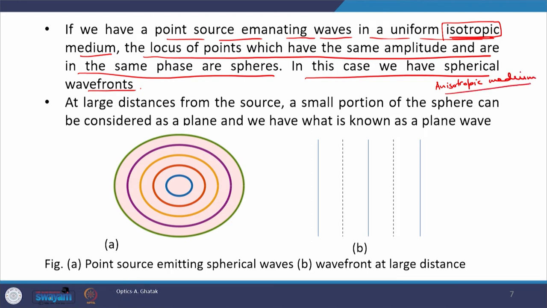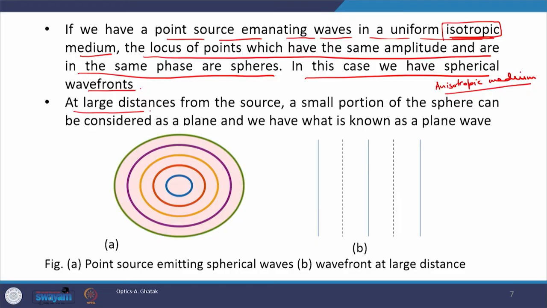If a medium has different properties in different directions, then such a medium is called an anisotropic medium, while the medium which exhibits the same property in all directions is called an isotropic medium. Now, moving to the next point. Suppose we have a point source which is emanating a spherical wavefront, and we let this wavefront propagate through a very long distance, then what will happen? If you take a small portion of this sphere, then it will look like a plane.